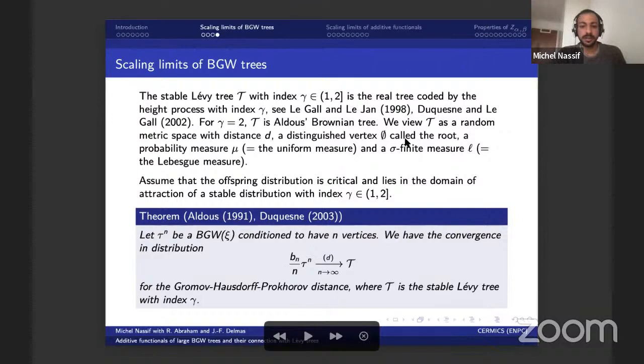What we're going to need about this tree is that it can be seen as a random metric space, of course, and it's equipped with a distance, a root, a probability measure, which can be seen as the uniform measure on the set of leaves, and a sigma finite measure L, which is called the length measure, and it can be seen as the equivalent of the Lebesgue measure, right? Because the real tree is basically like the union of segments, and it's possible to define a Lebesgue measure on this kind of object.